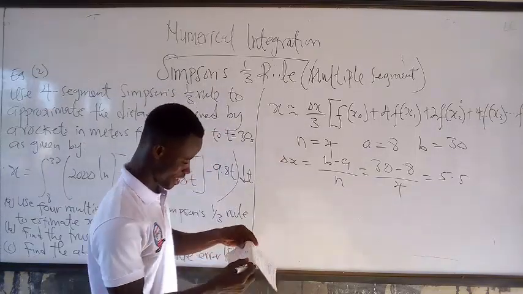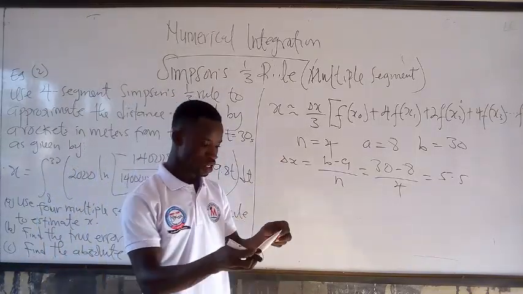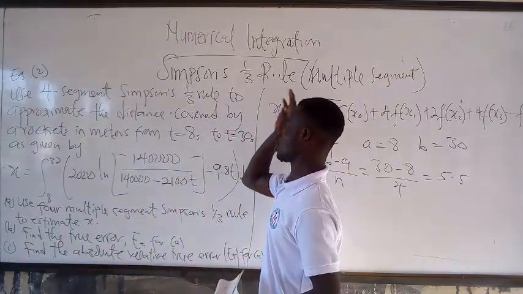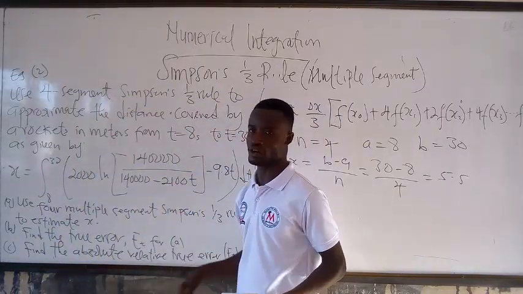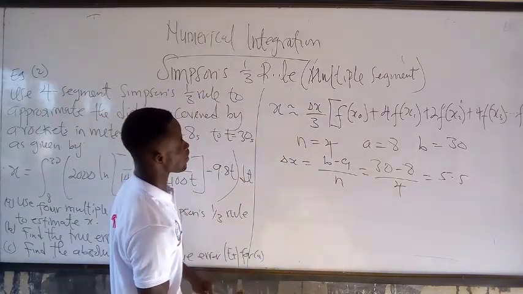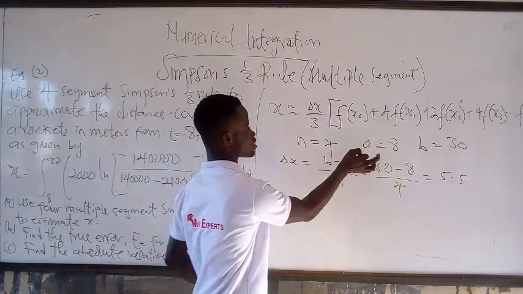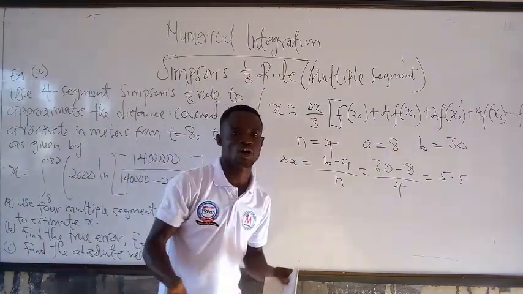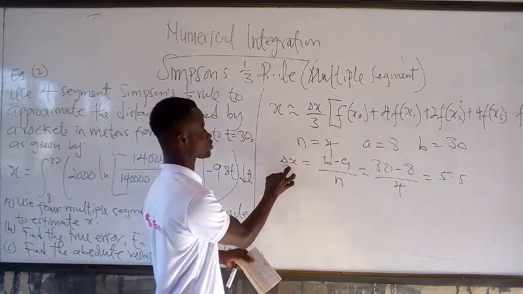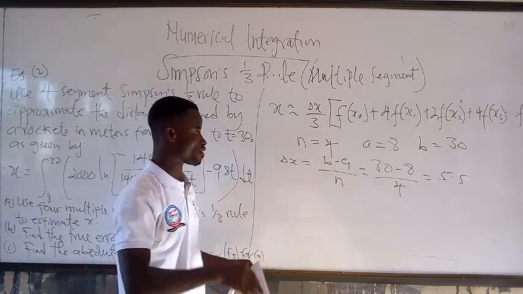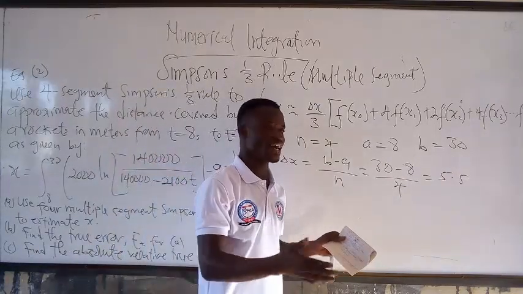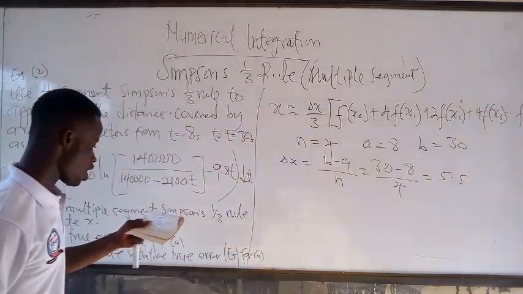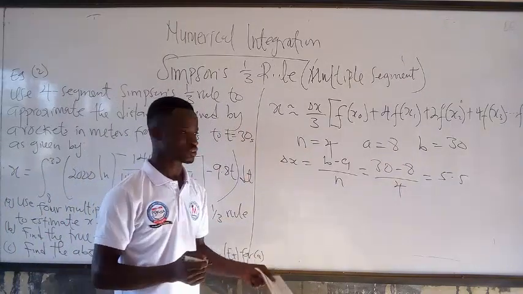Here we go. The first thing is that we are going to use the function now. All that we are going to do is the function. So we are going to start from the lower limit, which is 8, to the upper limit, which is 30, by adding the delta x or the interval. So we add till we get to 30 before we can stop. Alright, so now let's start.